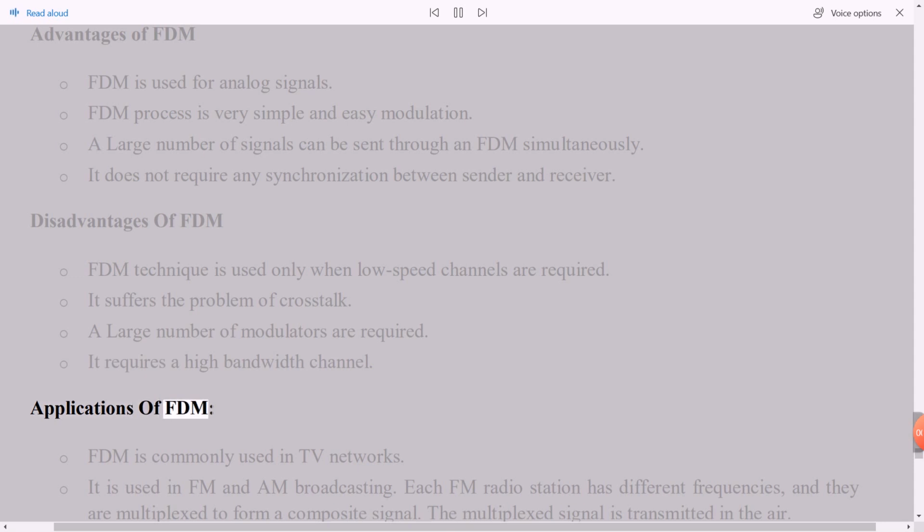Applications of FDM. FDM is commonly used in TV networks. It is used in FM and AM broadcasting. Each FM radio station has different frequencies, and they are multiplexed to form a composite signal. The multiplexed signal is transmitted in the air.